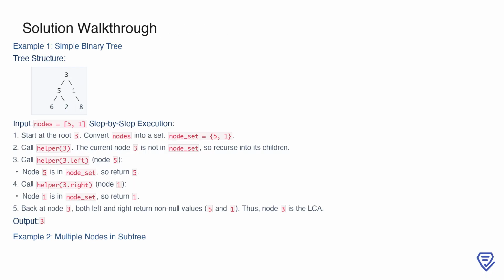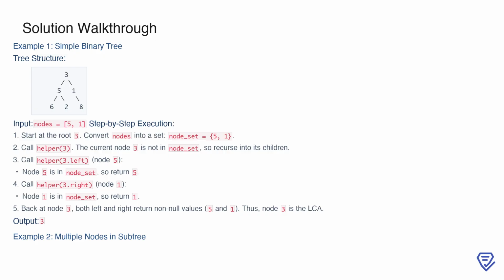To solve the problem of finding the lowest common ancestor, let's begin with the first example. The given binary tree has a root node 3, with child nodes 5 and 1, and further descendants as shown in the structure. The input specifies the nodes 5 and 1, and our goal is to determine their lowest common ancestor. First, we start at the root node 3 and convert the input list of nodes into a set, node_set equals 5, 1, for quick lookup. We then call the helper function on the root node 3.